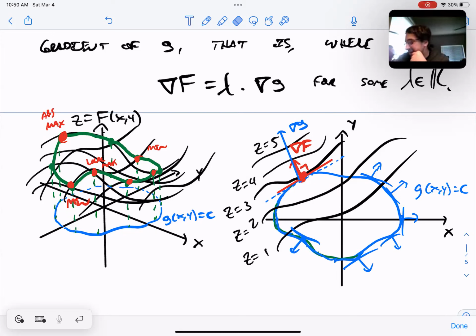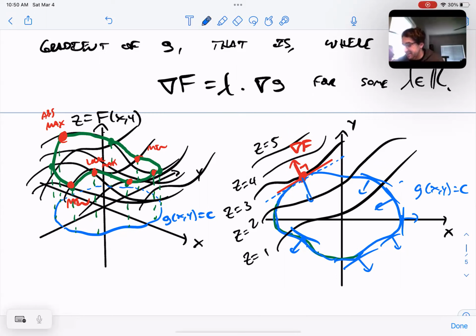And notice also, since we don't have a formula for g, I don't really know here if these gradients are pointing outwards or inwards, but it doesn't matter. If you had the gradient of g pointing inwards, it's fine. It's still going to work. You just have a negative lambda value. A negative lambda value means they're pointing in opposite directions, but they still have parallel tangent lines.